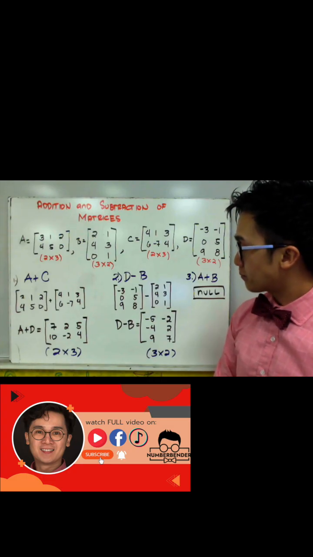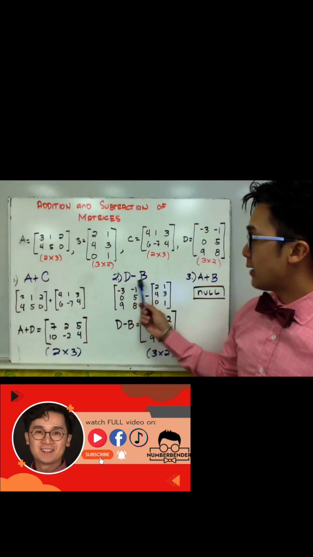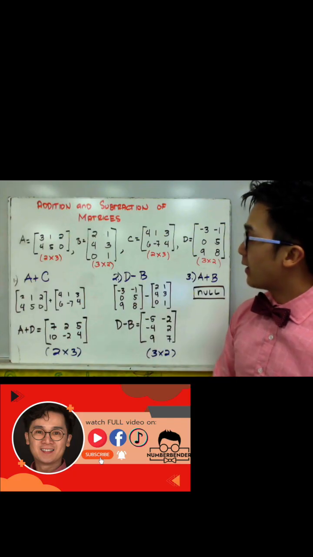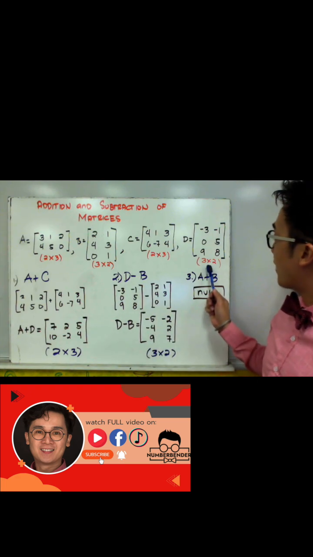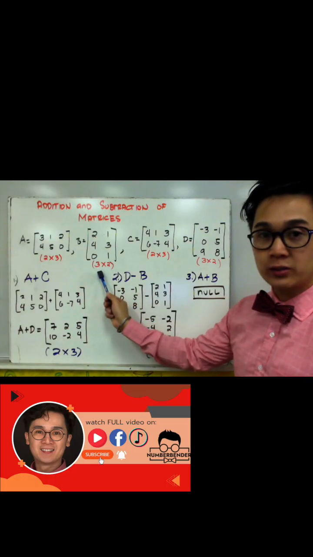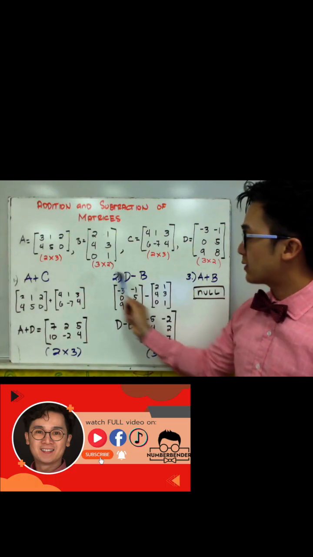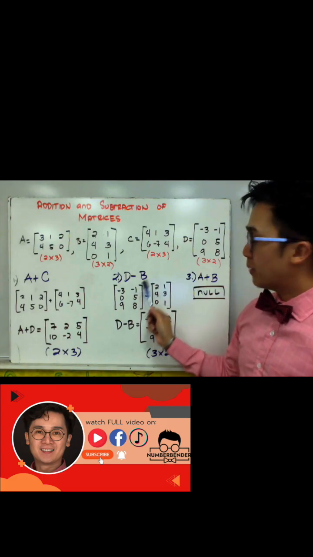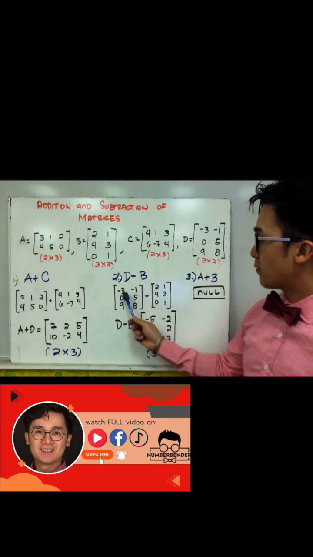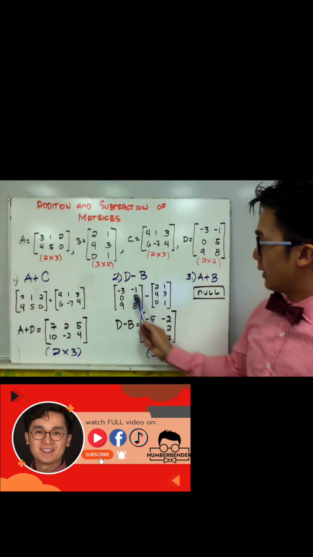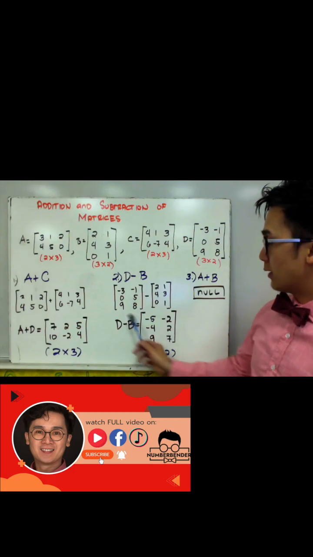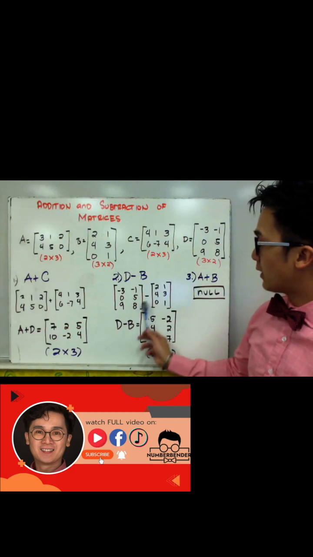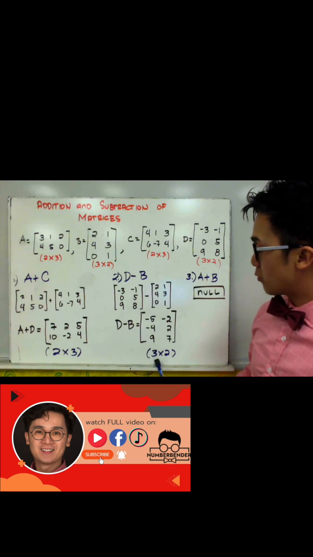For number 2, if we're going to subtract matrix D and B, you need to first inspect if matrix D and B have the same order. Matrix D is a 3 by 2 and B is another 3 by 2. Since they have the same order, we can subtract matrix D and matrix B by their corresponding entries. Negative 3 minus 2 is negative 5. Negative 1 minus 1 is negative 2. 0 minus 4 is negative 4. 5 minus 3 is 2. 9 minus 0 is 9. And 8 minus 1 is equal to 7, which is another 3 by 2 matrix.